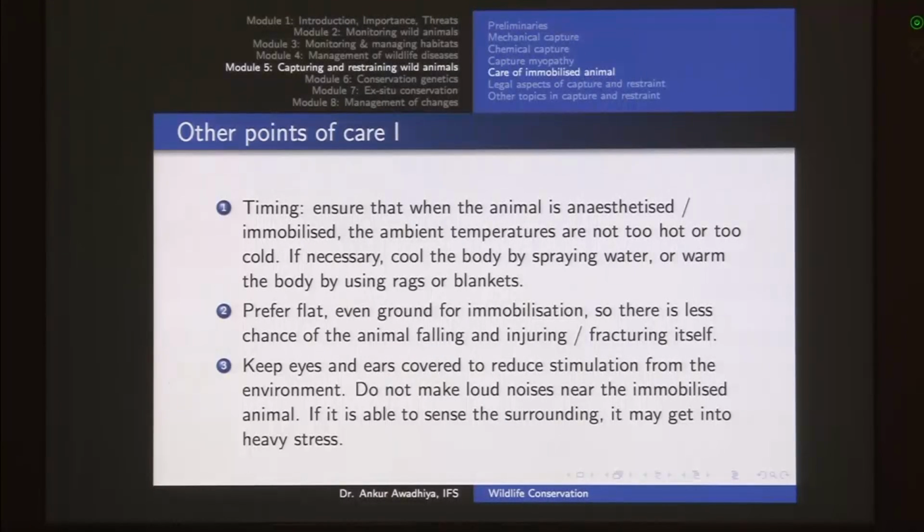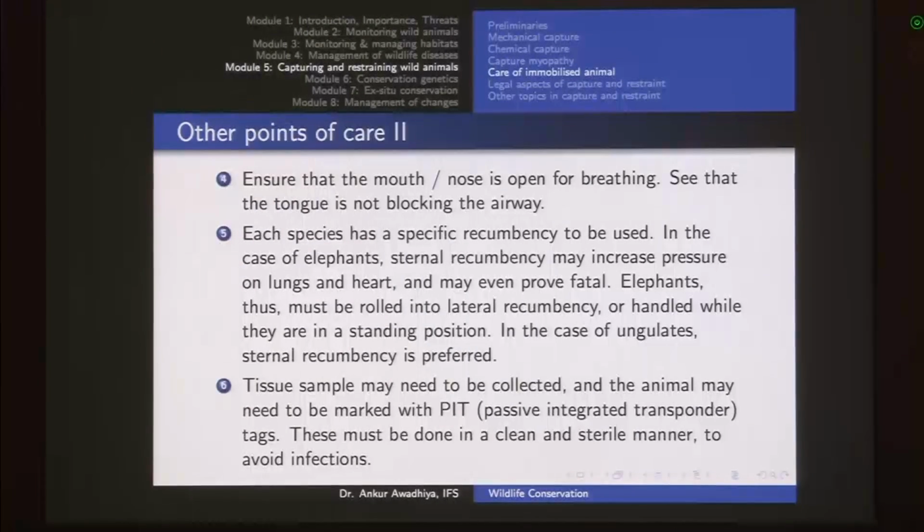Then keep eyes and ears covered to reduce stimulation from the environment, because if the animal is getting stimulation, then not only do the drugs take more time to act, but then there is also a chance of getting a capture myopathy. Then ensure that the mouth or the nose is kept open for breathing. Then each species has a specific recumbency to be used. So in the case of elephants, you should not put those animals into the sternal recumbency, but you should always put them into a lateral recumbency, or you should work with the animals when they are standing. But in the case of ungulates such as deer, you should go for a sternal recumbency.